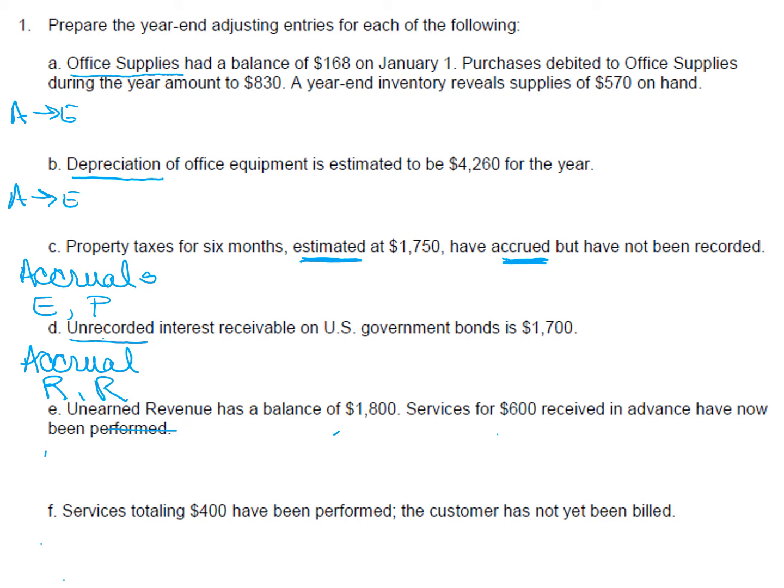Unearned revenue, we know that to mean that we're going to move it from a liability account into a revenue account, so it's one of those deferrals. And services totaling 400 have been performed, but the customer has not yet been billed. So again, that's an accrual, isn't it? And it's an accrual where we're going to have to debit a receivable, and we're going to recognize the revenue now. So let's see how they set up as journal entries.